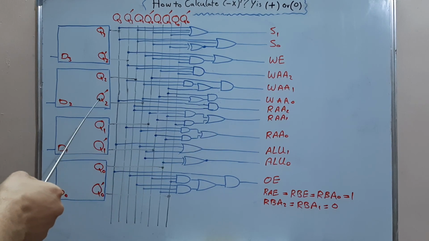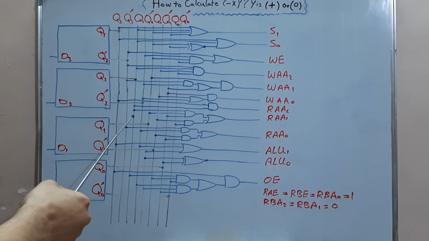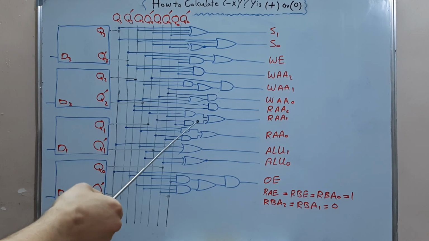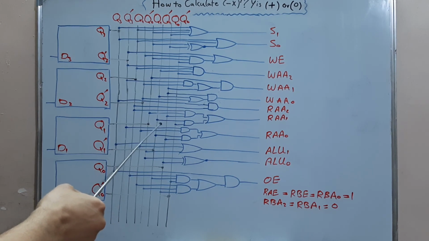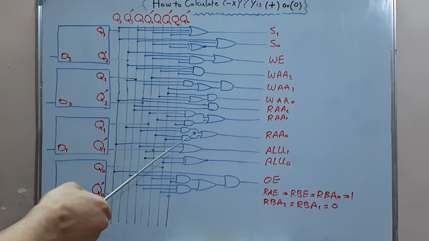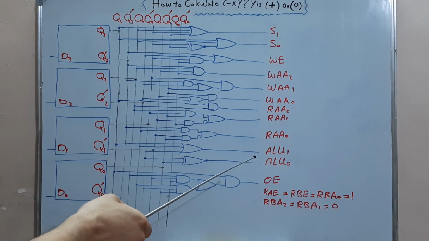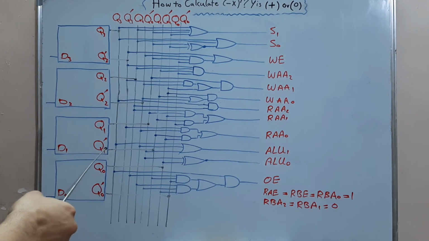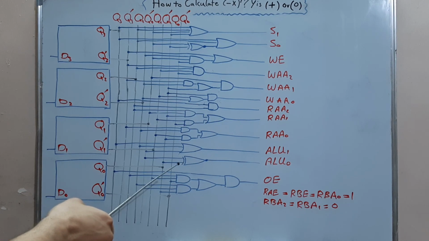RIA2 is equal to Q3 and the Q2. RIA1 is equal to Q2 and the Q1 and the Q0 and the whole is all together with Q1 bar and the Q0 bar. RIA0 is equal to Q3 bar and together with the Q2 bar and the whole is all together with Q1 bar and the Q0. ALU1 is equal to Q3 or Q2 bar or Q1. ALU0 is equal to Q1 XNOR with the Q0.